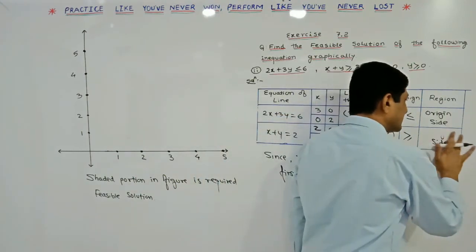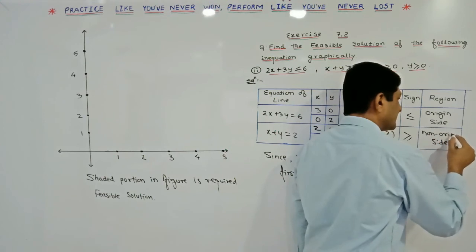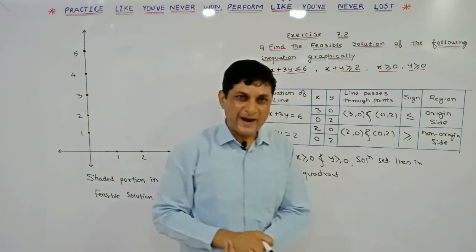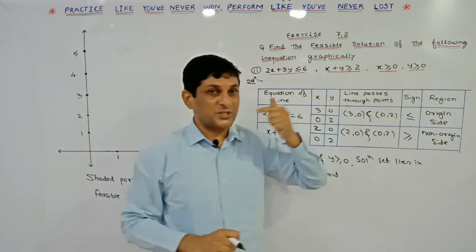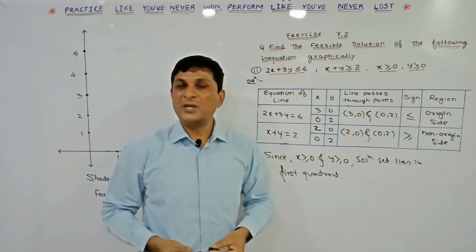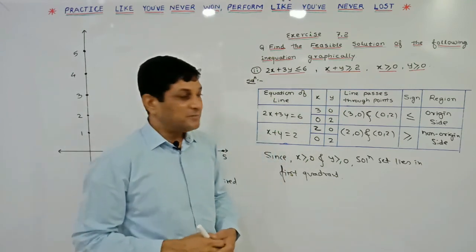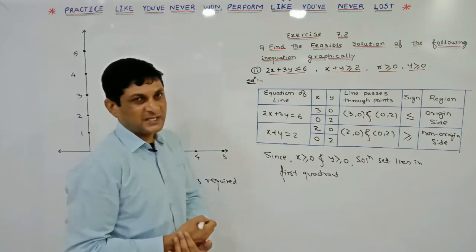At that time we can say that the non-origin side part will be our solution set or required region. And in this example also, the non-negative restrictions, x is greater than or equal to 0 and y is greater than or equal to 0, are called non-negative restrictions or non-negative constraints. If this constraint appears in the example, at that time we can say that the solution set lies in what?